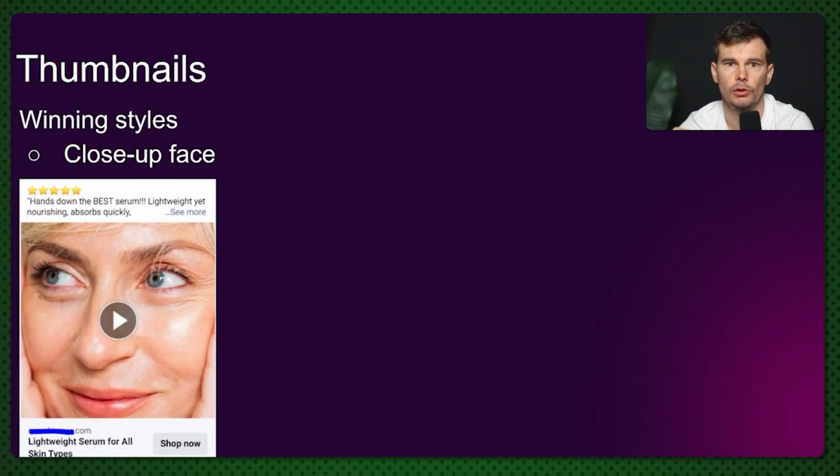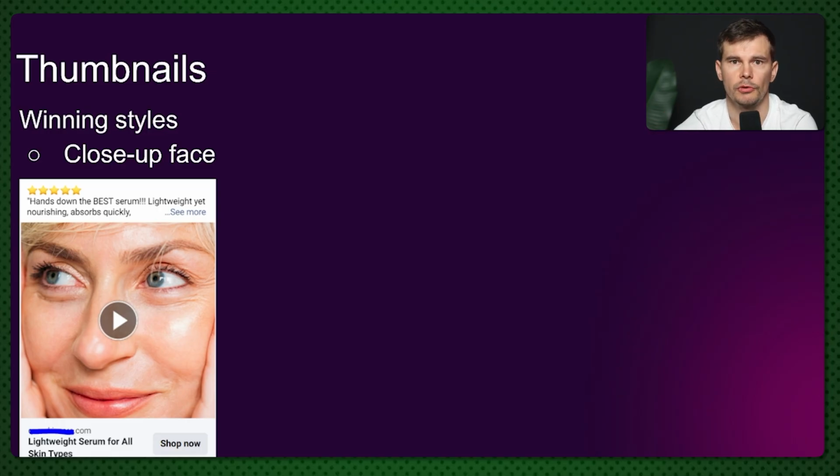So the first one is a close-up of a face. Similar to the hook of the ad, a close-up of a face works amazingly well as a thumbnail as well, because people are just more drawn to the ad when they see another person's face. I also found out it helps when you use a person that's actually your target persona. For example, if you're targeting an older audience, you have a thumbnail of an older person.